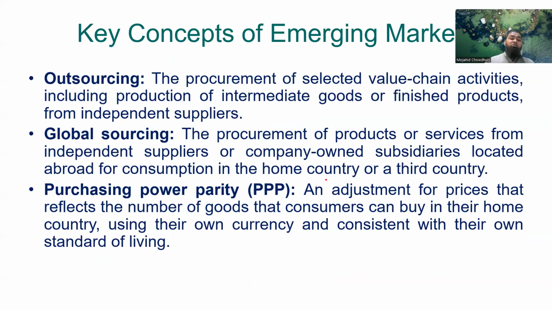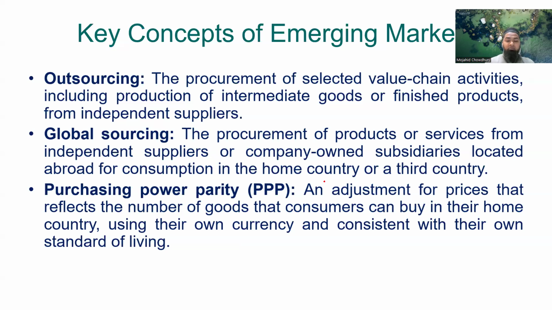So again, there are some concepts you have to know. One is outsourcing, which is the procurement of selected value chain activities, including production of intermediate goods or finished goods from independent suppliers. Global sourcing is procurement from different parts of the world. So this is important. Another point is called purchasing power parity.